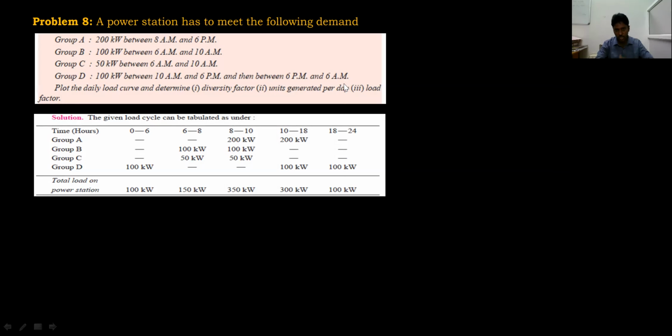Therefore, between 12 midnight to 6 a.m., definitely this load is there. Out of these 4 categories, Group D is only there between 0 to 6. So I have to mention here 100 kilowatts.